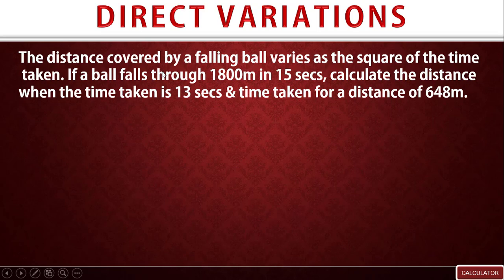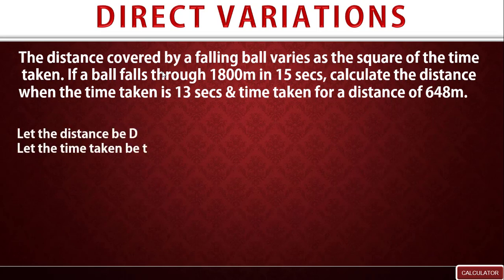So this is what we're going to do. We're going to say let the distance be d and let the time taken be t. The next thing is to represent the statement mathematically. It said the distance covered, that is d, varies as the square of time, that's t squared. So we have d varies as t squared. Then d equals kt squared, where k is a constant. This simply means k times t squared.